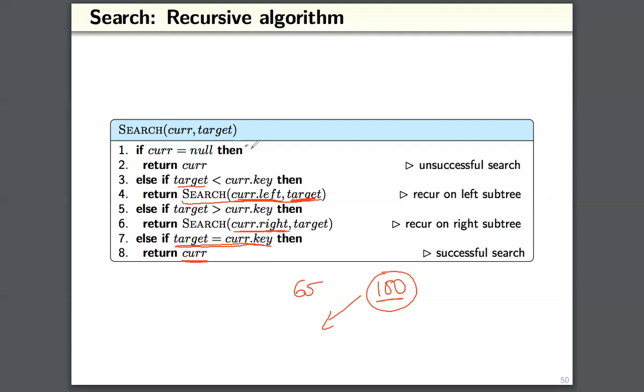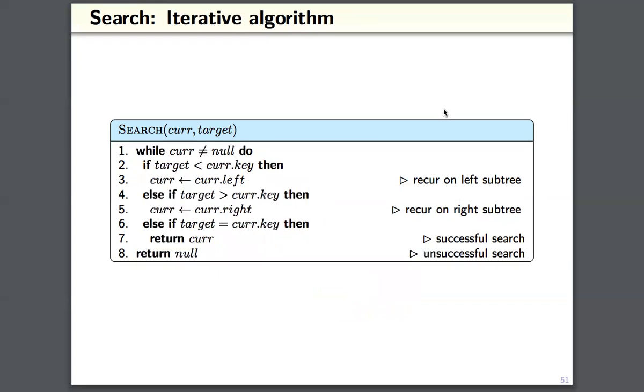So for an unsuccessful search, you are returning a null node. For a successful search, you are returning a node that contains that value. Make sense? Yes. As we discussed in recursive algorithms, if possible, we should avoid writing recursive algorithms. We should go for non-recursive algorithms. So here is the non-recursive version.